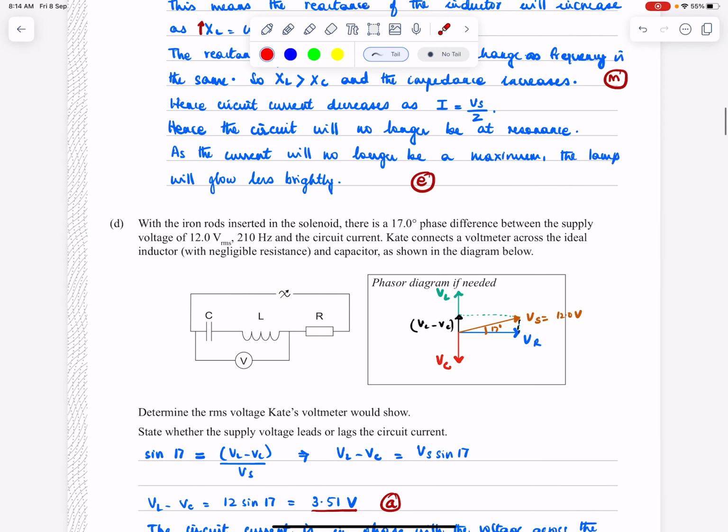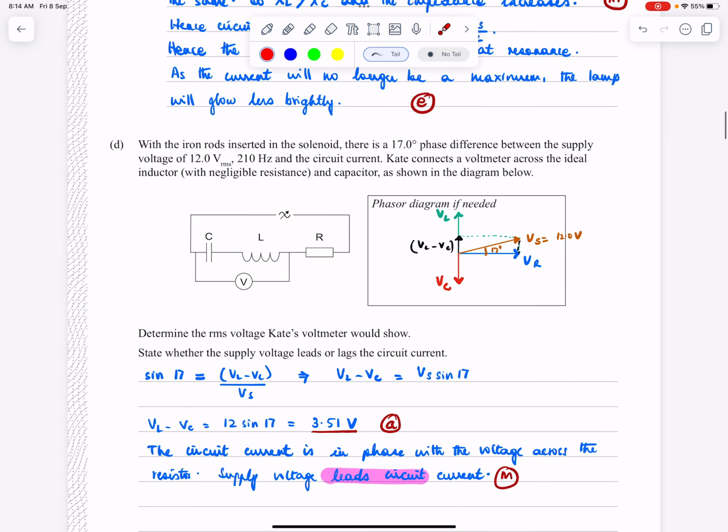Moving on. With the iron rods inserted in the solenoid, there is a 17-degree phase difference between the supply voltage, which is 12 volts RMS, and the 210 hertz, that's your frequency, and the circuit current. Now what does Kate do? She connects a voltmeter across both these components. Okay, and what do we have to do? What does this voltmeter read?